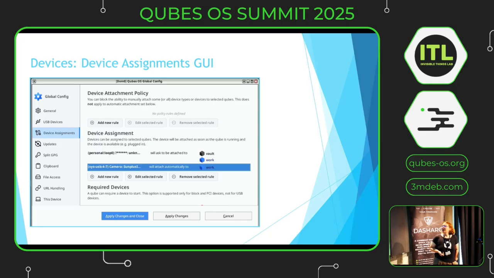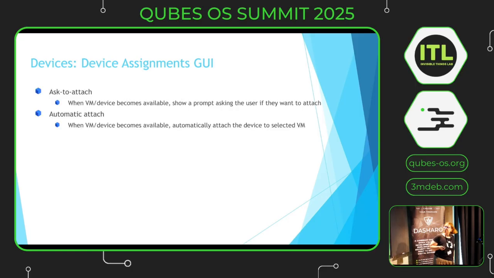So now it has a new tab that says you can set device attachment. Well, I call it policy because it polices what you can attach. Assignment, device assignment, and required devices. You can do two things. You can do automatic attachment, as Piotr has described, when a VM or device becomes available. It will attach automatically, but you also can do ask to attach. So when you connect the device, Qubes will be like, oh, look, I see this microphone is now connected. Do you want to attach it to the VM as usual?